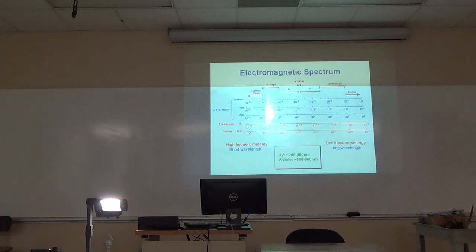In the visible, what are the colors of the visible? Which color has the highest energy? Violet. What's after violet if you keep going to the high energy side? Ultraviolet. Yes. And on the low energy side, red. What's after red? Infrared, yes.